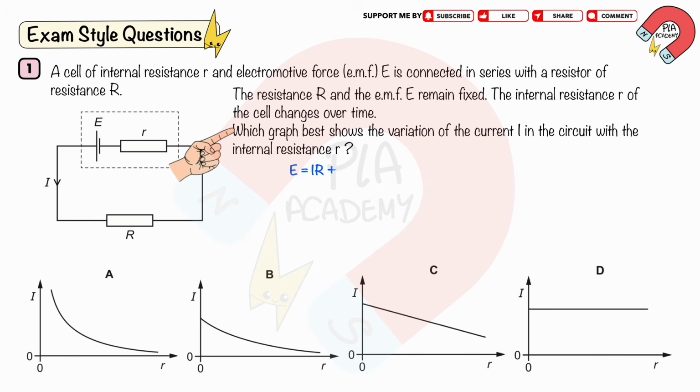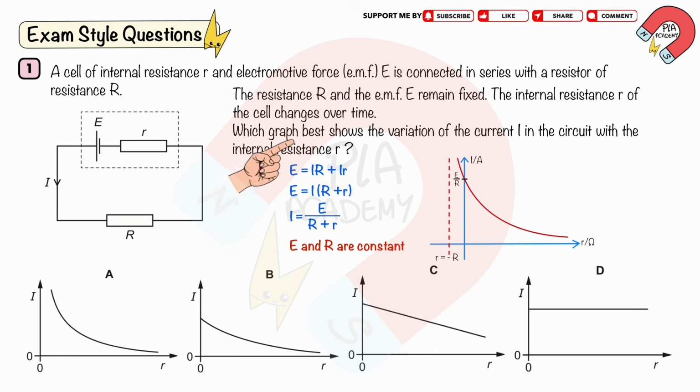From the equation, EMF E equals the current I times external resistance plus the current I times internal resistance. We factor out I, like this, and then rearrange the equation: I equals E divided by the sum of external resistance plus internal resistance, like this, where EMF E and the external resistance are constant. So, the theoretical curve of this equation for the current I against the internal resistance is the reciprocal graph. This graph has the asymptotes at r equals negative R and I equals 0. The y-intercept is at I equals E over R, like this. So, B is correct.